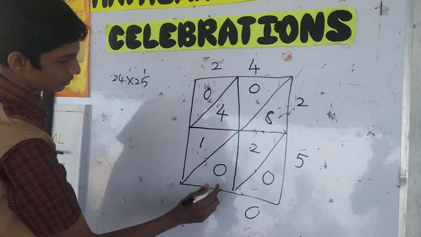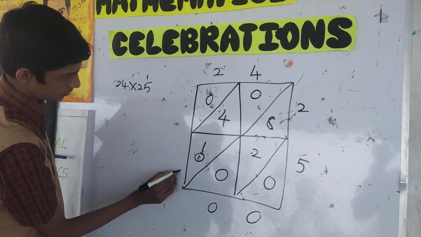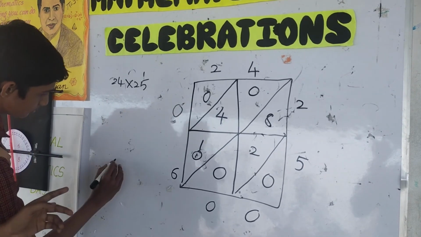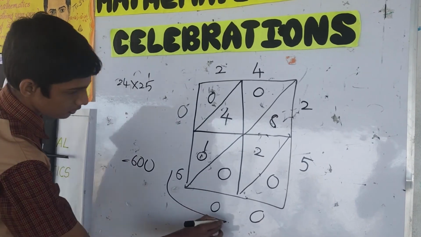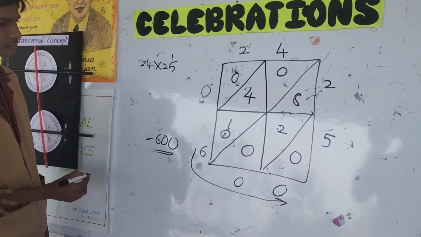Now first 0, next 10. So we have to carry one to the next one. So 6, 0. Now we have to write the numbers in this order to the last one. And we got 600 as the answer.